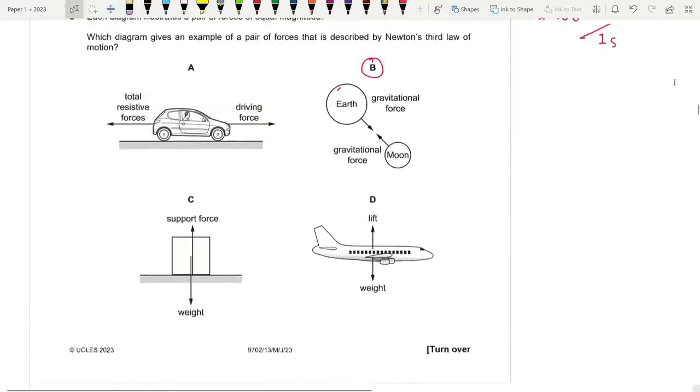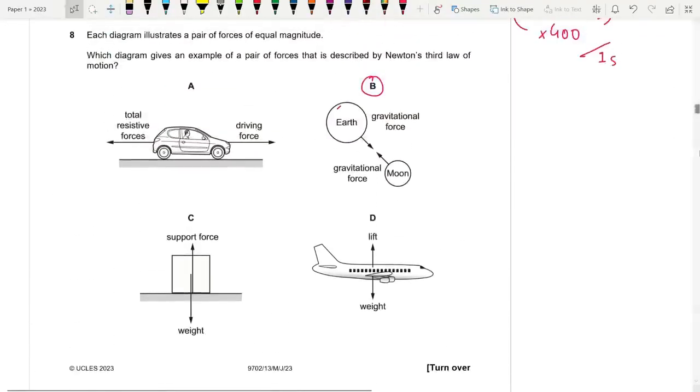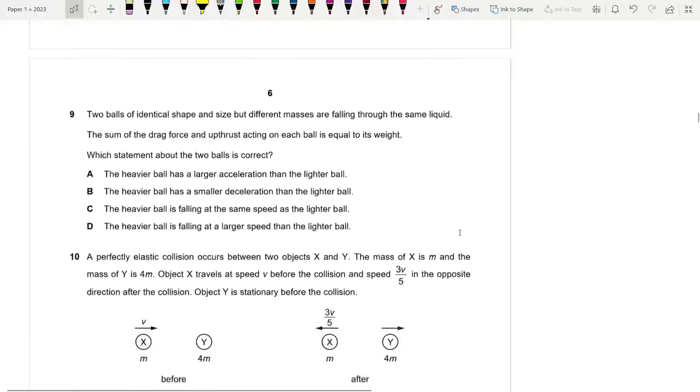By the way, why are the others wrong? Because they are not the same types, okay? They might be equal, but they are not of the same types. They might be equal, might have opposite directions, but they have to be of the same type, okay? That's the main fact.